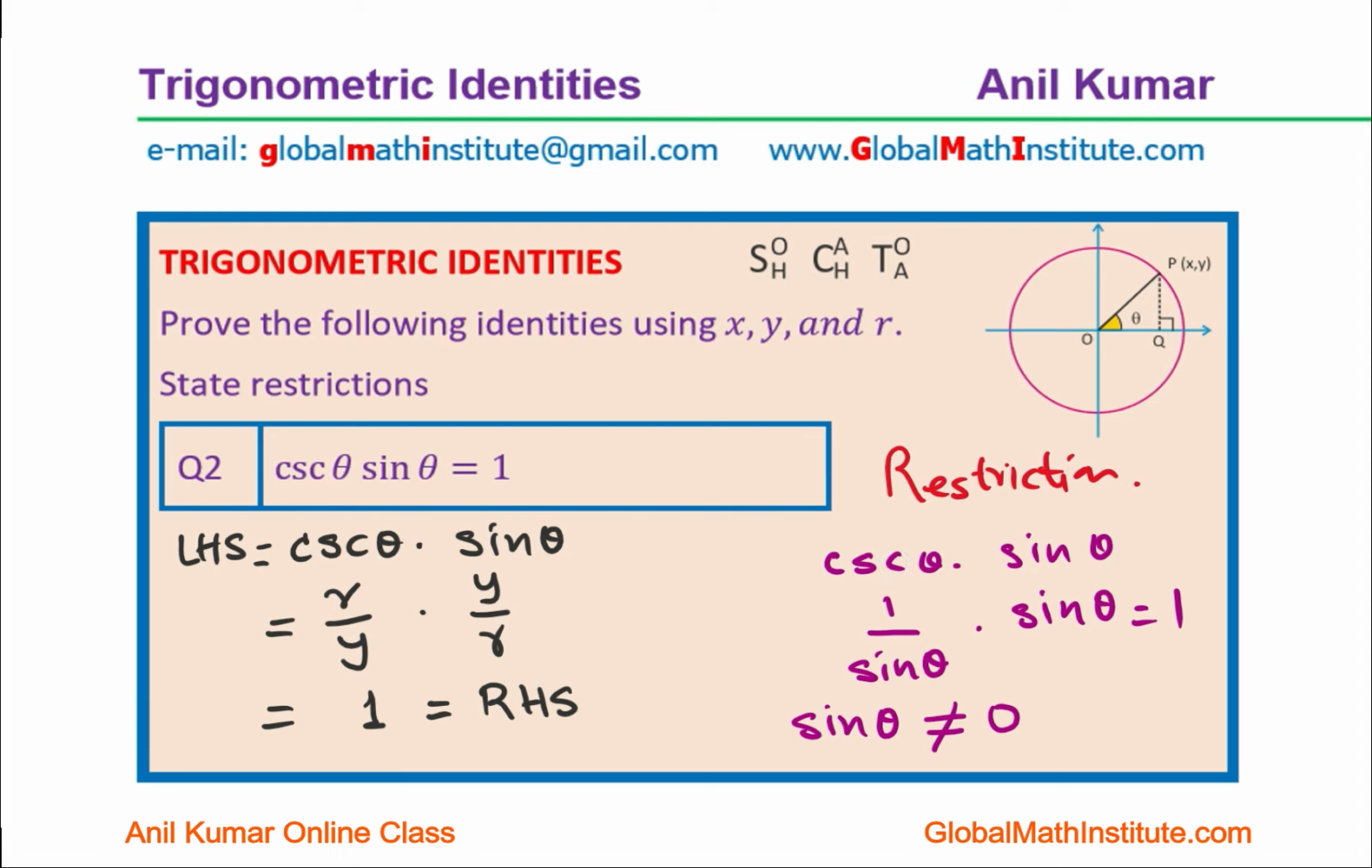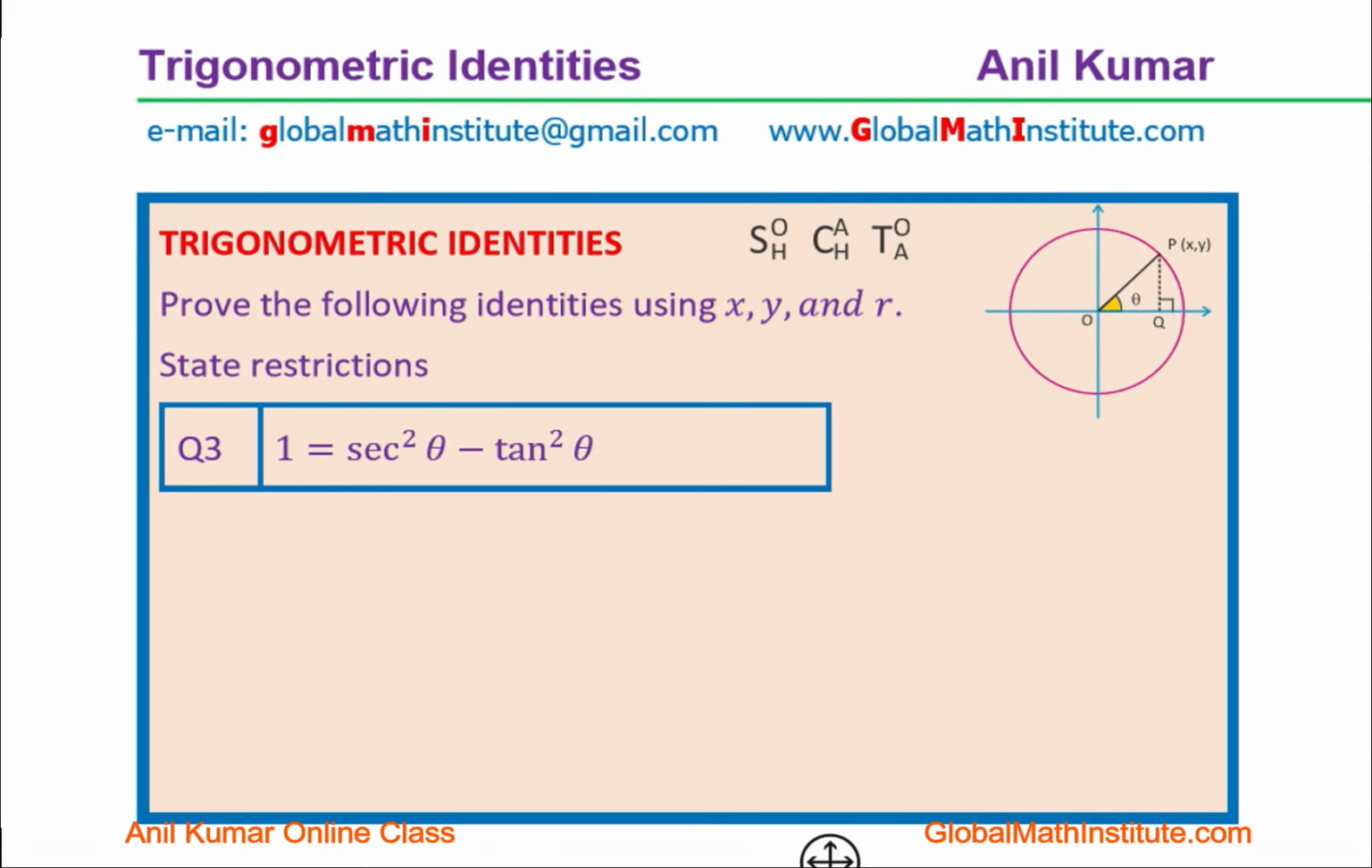Since the question demanded that we have to use x, y, and r, the approach is absolutely clear, right? Question number 3. So this time we have to prove the identity 1 equals secant square theta minus tan square theta. Let's start with the right hand side this time, since it is more complicated. So the right hand side is secant square theta minus tan square theta, correct?